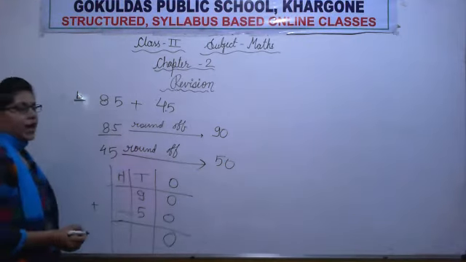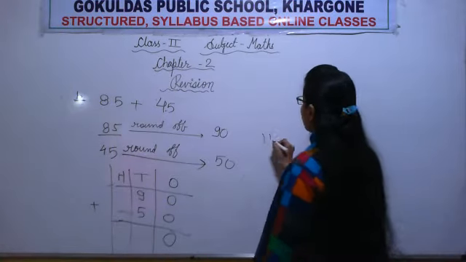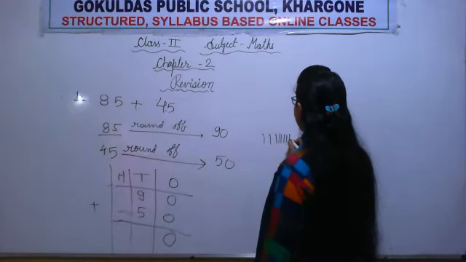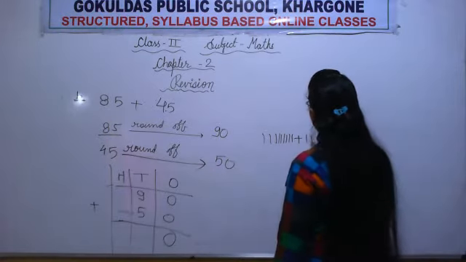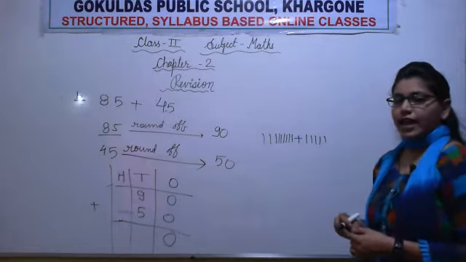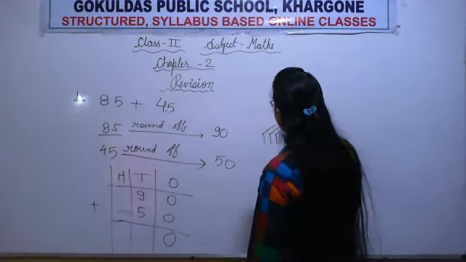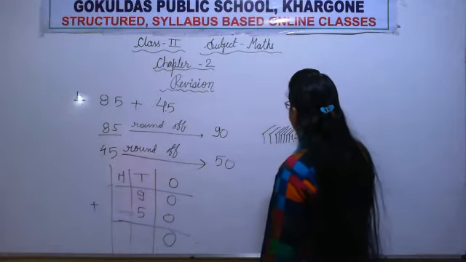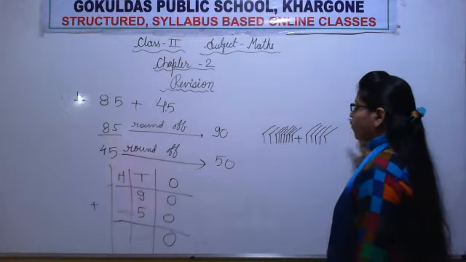Now 9 plus 5. For that we will draw 9 sticks. 1, 2, 3, 4, 5, 6, 7, 8 and 9. Now the number 5 is there, so we will draw 5 sticks. Okay. Now let's count how many sticks are there. 1, 2, 3, 4, 5, 6, 7, 8, 9, 10, 11, 12, 13 and 14.